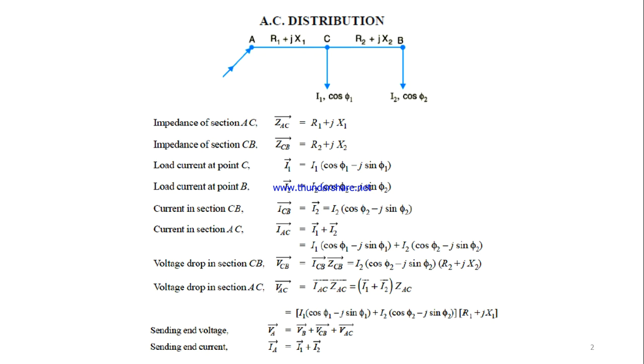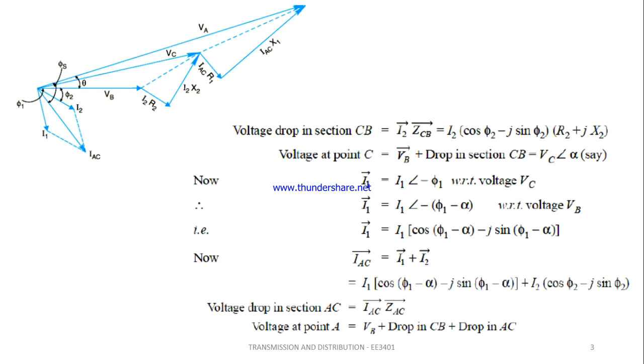Finally, the VCB voltage drop is nothing but ICB into ZCB, and VAC is equal to IAC into ZAC. When we substitute, we get VCB and VAC. Now the sending end voltage VA is nothing but VB plus VCB plus VAC, and the current IA is equal to I1 plus I2. This is how we calculate for the AC distribution line.